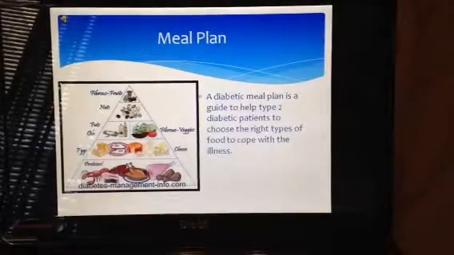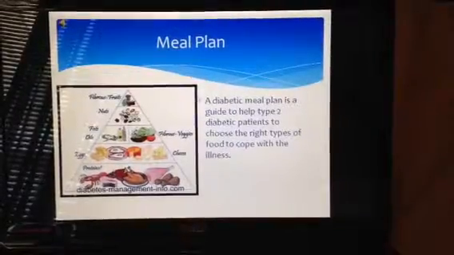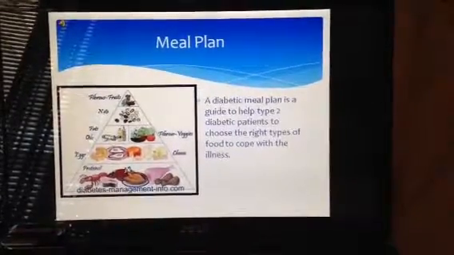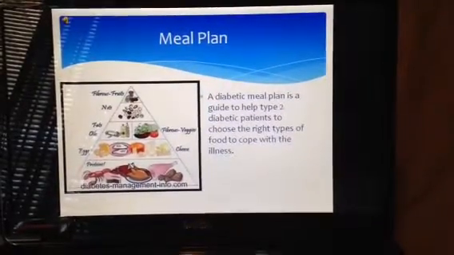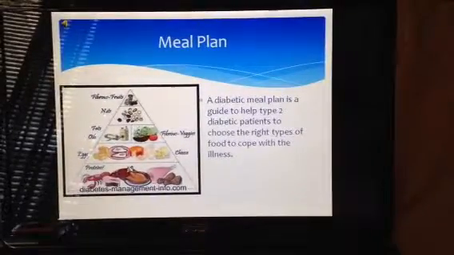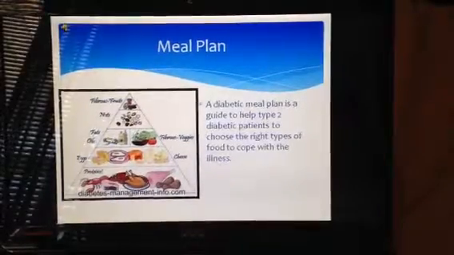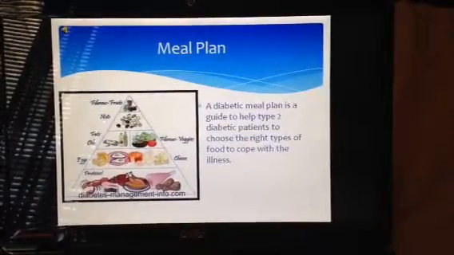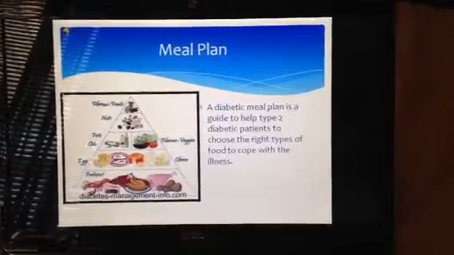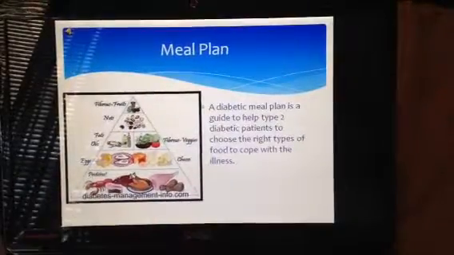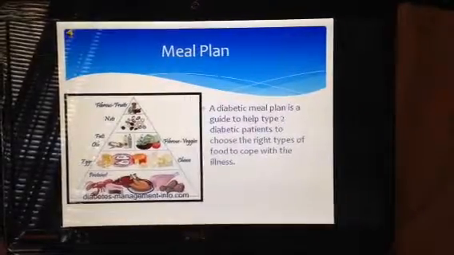meal plan. Students, what is a meal plan? And the slide states a diabetic meal plan is a guide to help type 2 diabetic patients to choose the right types of food to cope with the illness. And I will also give the extra information. A diabetic meal plan is a guide that tells you how much and what kinds of foods you can choose to eat at meal and snack times. A good meal plan should fit in with your schedule and eating habits. The right meal plan will help you improve your blood glucose, the main sugar found in the blood, and the body's main source of energy.